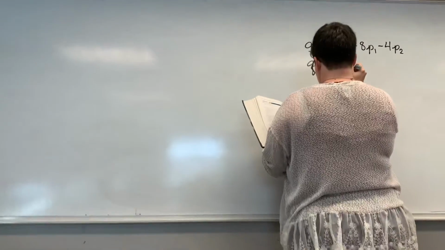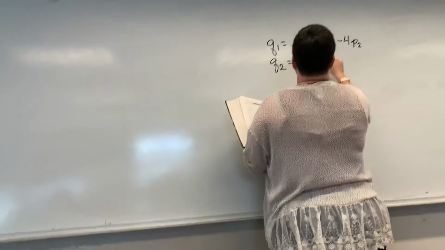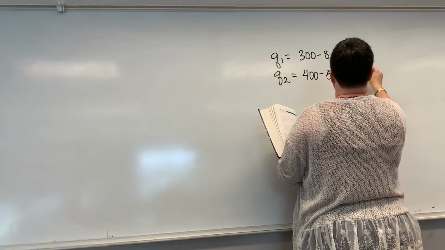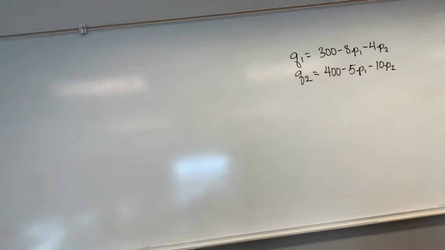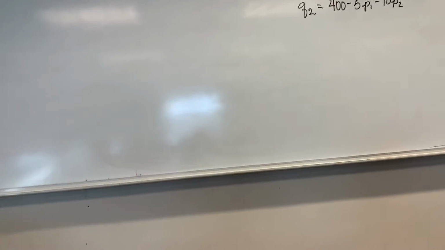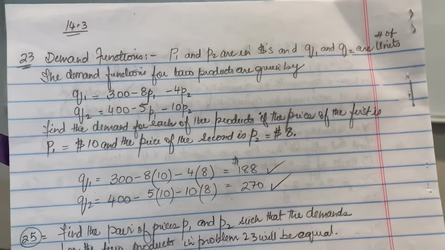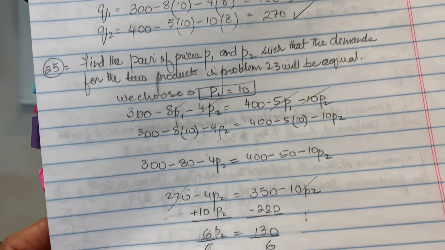P2 equals 400 minus 5P1 minus 10P2. And this says, for 25, find a pair of prices P1 and P2 such that the demands for the two products will be equal. So we're looking to equalize Q1 and Q2.